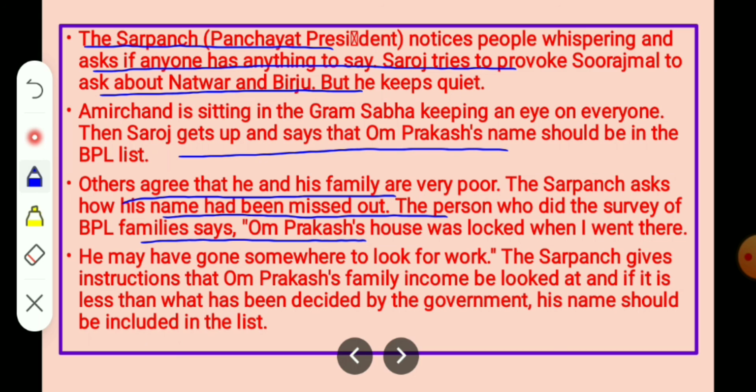The Sarpanch asked the team who did the survey of the BPL families, and they said Om Prakash's house was locked when they went for the survey. He may have gone somewhere to look for work. The Sarpanch gives instructions that Om Prakash's family income be looked at, and if it is less than what has been decided by the government, his name should be included in the list. Then the Sarpanch said that the income of Om Prakash should be checked, and if it is less than what is decided by the government, his name should be there in the BPL list.